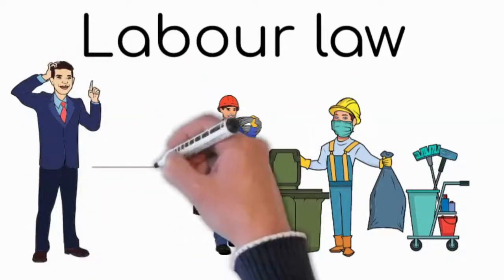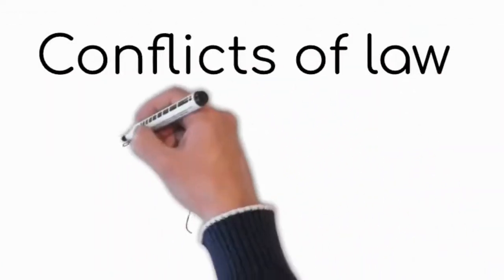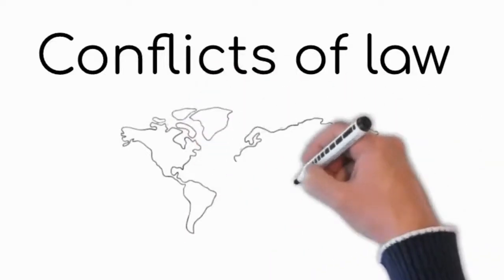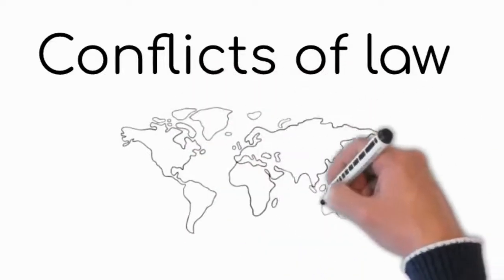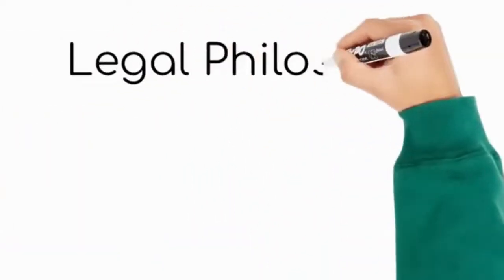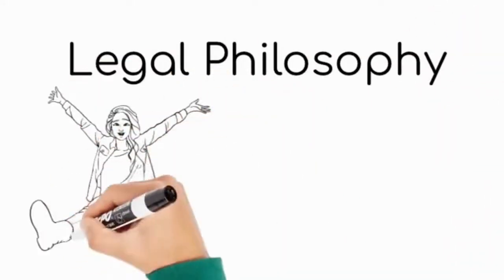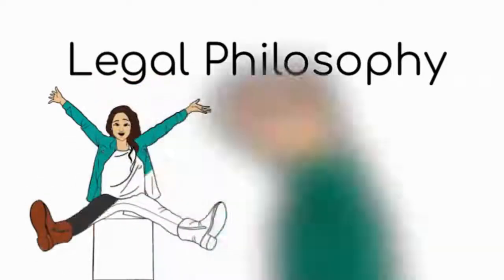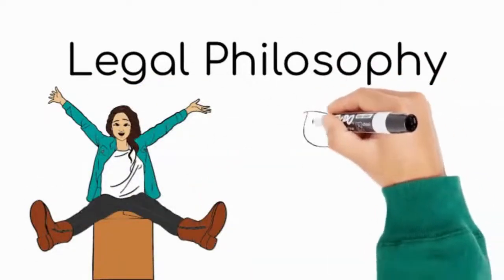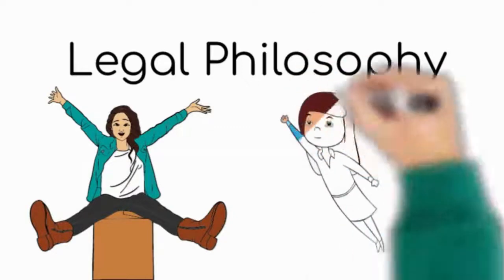Next one is conflict of laws. It is the set of rules or laws a jurisdiction applies to a case, transaction, or other occurrence that has connections to more than one jurisdiction. Next one, philosophy of law is a branch of philosophy that examines the nature of law and law's relationship to other systems of norms, especially ethics and political philosophy.